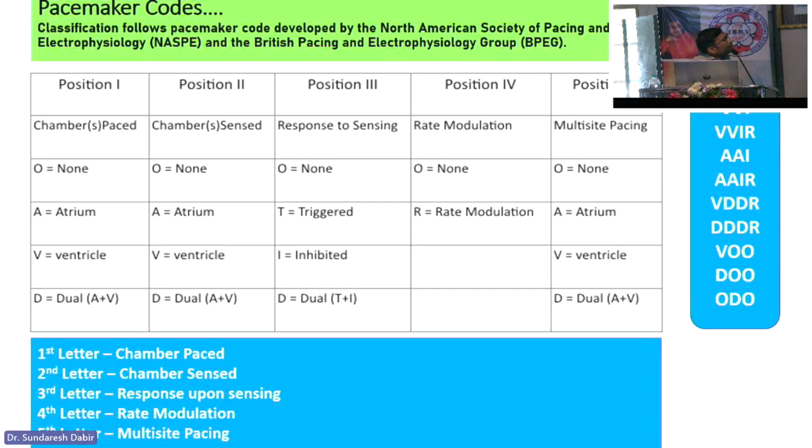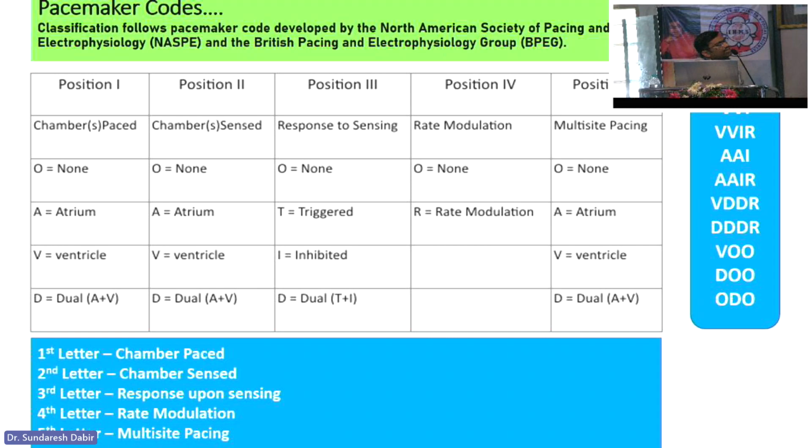Okay, so there are some modes. We will say VVI, VVIR. Some people cannot understand what is VVI, what is VVIR, what is AAI, what is VVO, and all that. So this is something which we call NBG codes. NBG codes are five. So in the first line, let's say we take DDDR. The first D is the chamber paced. This is dual chamber, either in the atrium or in the ventricle. So the chamber is paced.